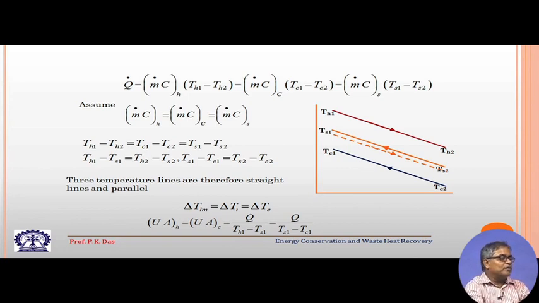So, with this we can also make some sort of a simplification, T H 1 minus T S 1 is equal to T H 2 minus T S 2. That means, this end and this end delta T are the same. That is what I wanted to explain so far. So, 3 temperature lines are therefore straight lines and parallel. So, let us stop over here and we will continue with this analysis in our next class. Thank you.